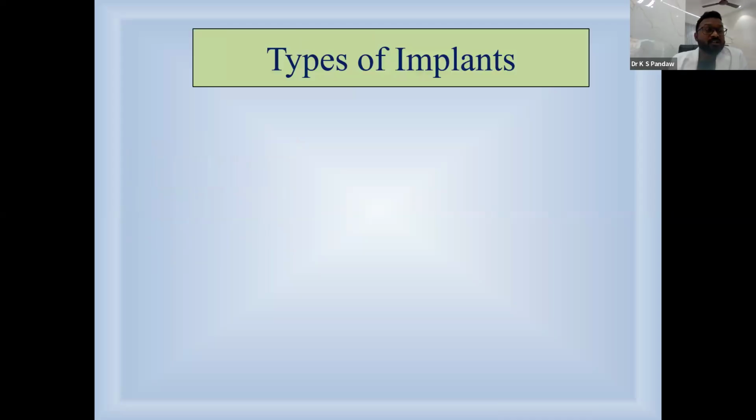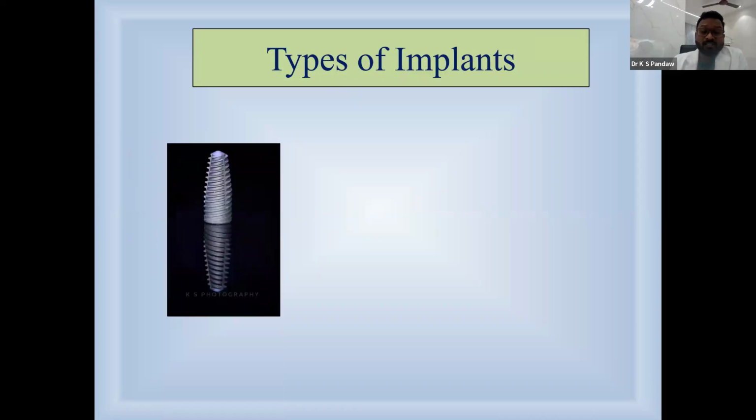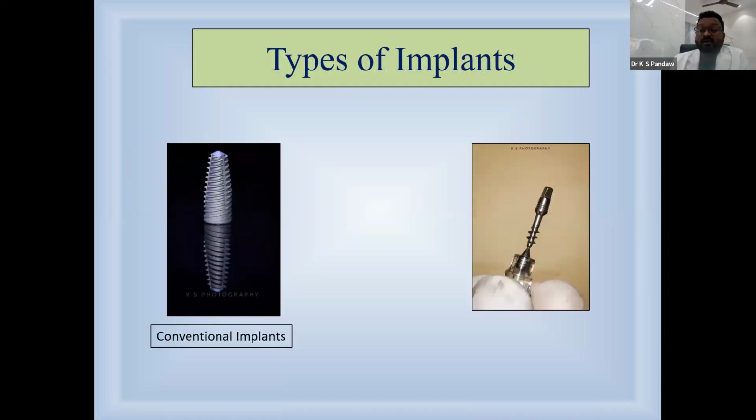So we saw that there are various types of implants: endosteal, subperiosteal, but when we are practicing, we majorly use only two types of implants. One is the conventional implant, which is a rough surface, two-piece implant, and second is the bicortical or basal implant. Most dentists use conventional implants, and some use bicortical implants.